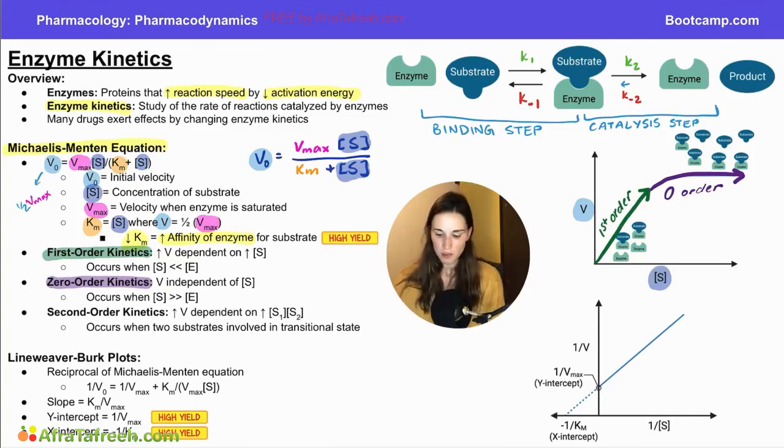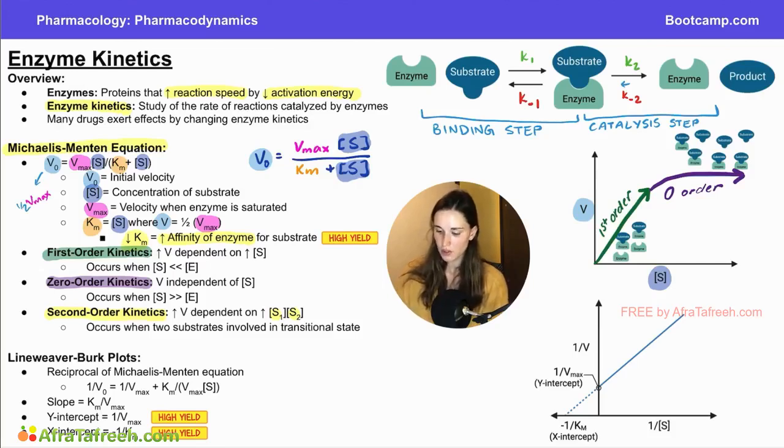You can't see it on this graph, but for the sake of completeness, I'll mention that second-order kinetics occurs when the velocity is dependent on the concentration of two different substrates. Let's discuss now how to identify the Vmax and the Km on this graph.